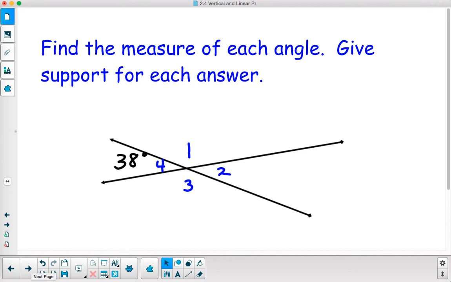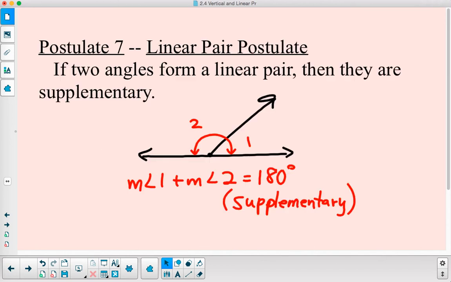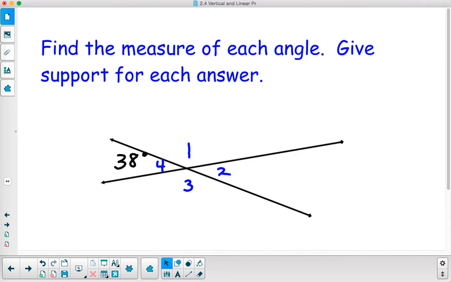Find the measure of each angle in the diagram, and when it says give support for each answer, how are you figuring them out? Are you using the fact that vertical angles are congruent? Or are you using that a linear pair is supplementary? There's not just one right answer, but I want you to think about what you are doing. Okay, so pause so you can find each angle measure and the support for each one.